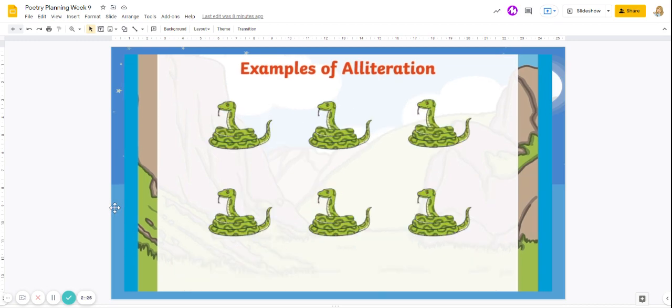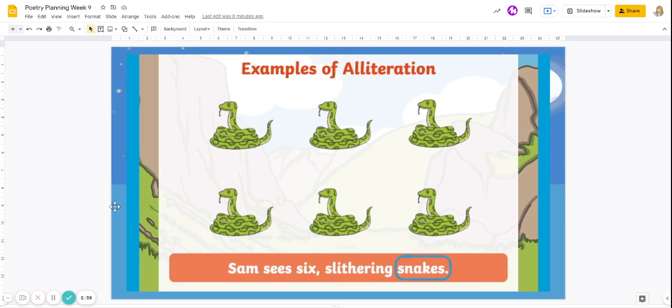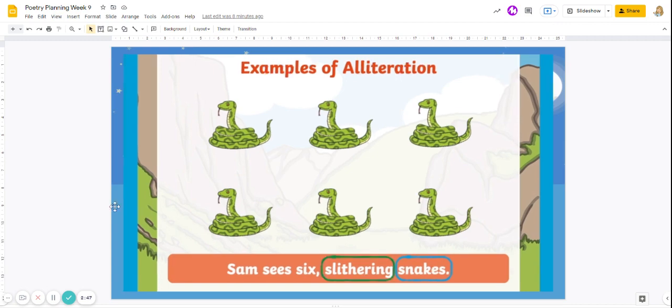So let's look at this picture and come up with another example. Sam sees 6 slithering snakes. So again, the alliterative sound is S because the noun is snakes, which starts with the S sound, the letter S. And I have then chosen slithering as the accompanying adjective.